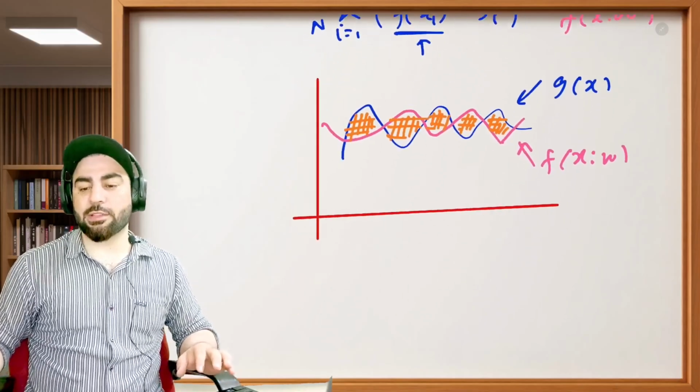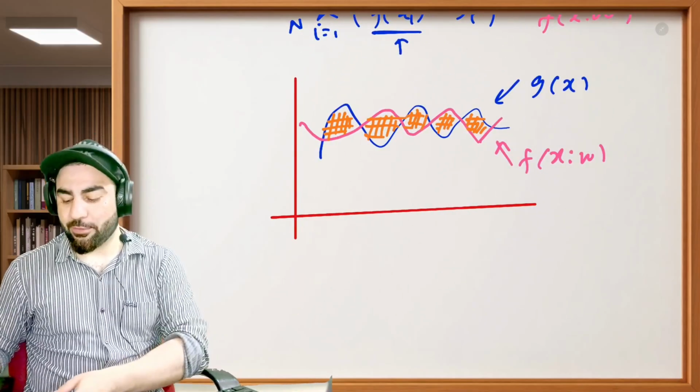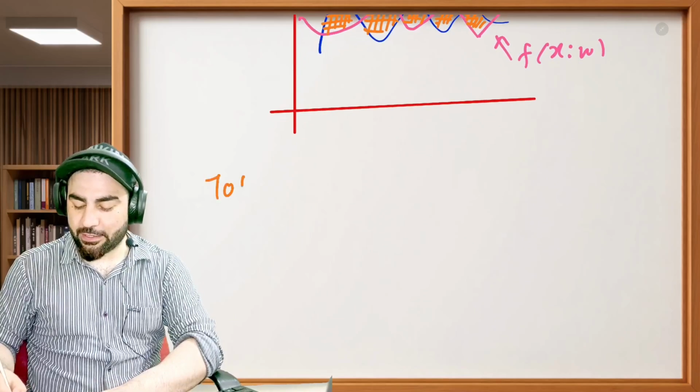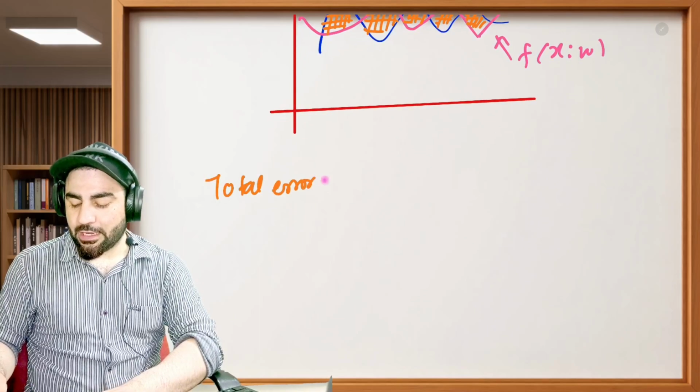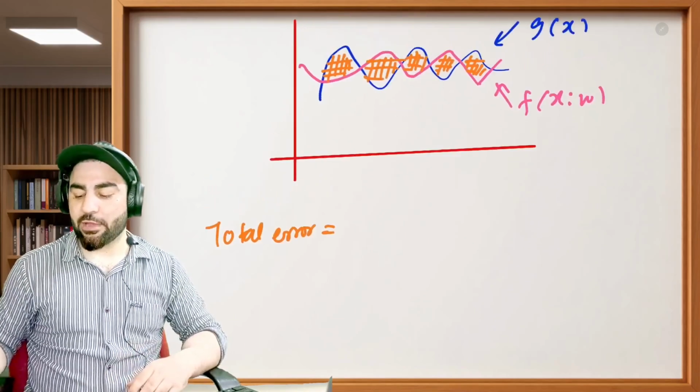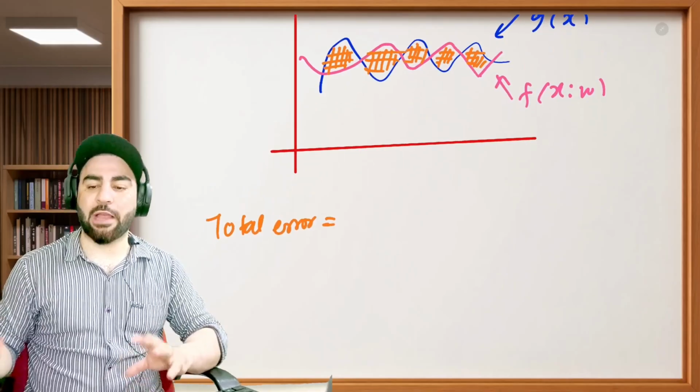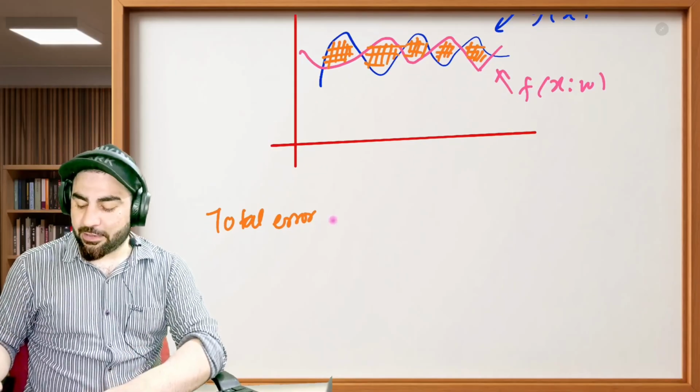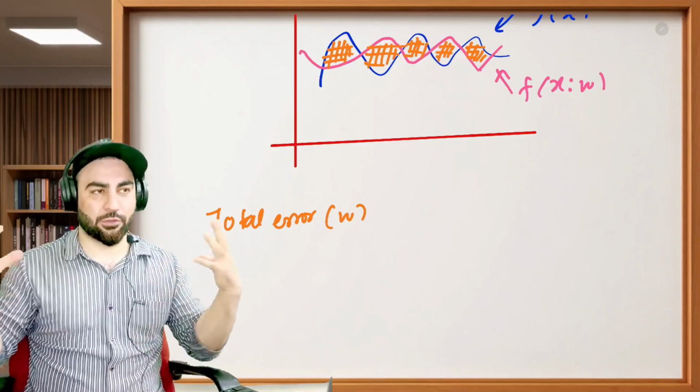The answer given was that we have to use an integral. So we have to compute the total error. How can we compute total error? Total error somehow has to be computed by using a function. We have to find the area between these, and we have to minimize the total error, because this takes w as an input.